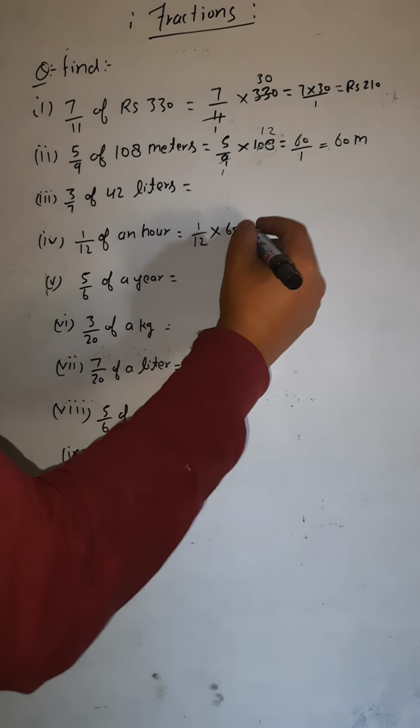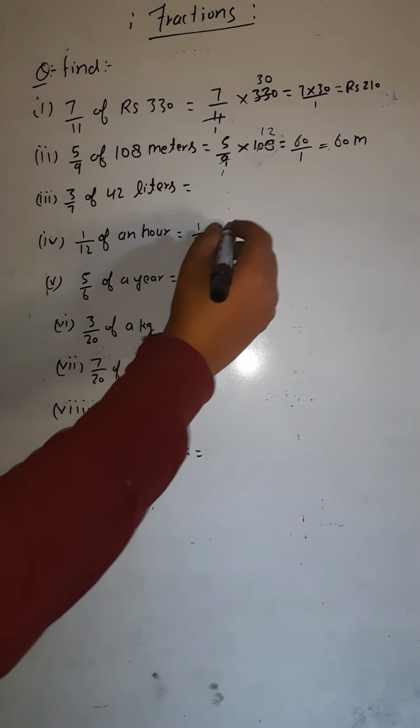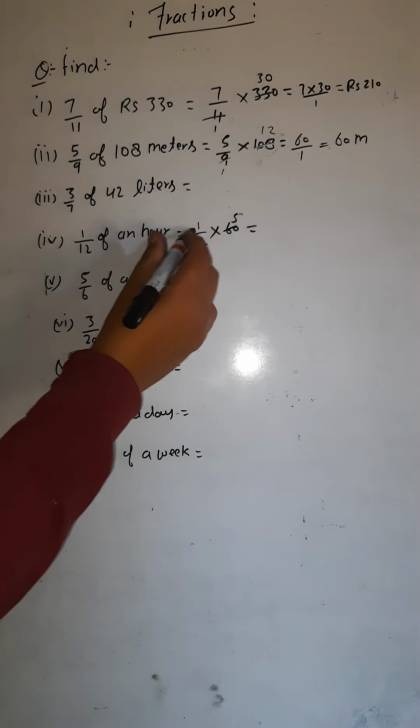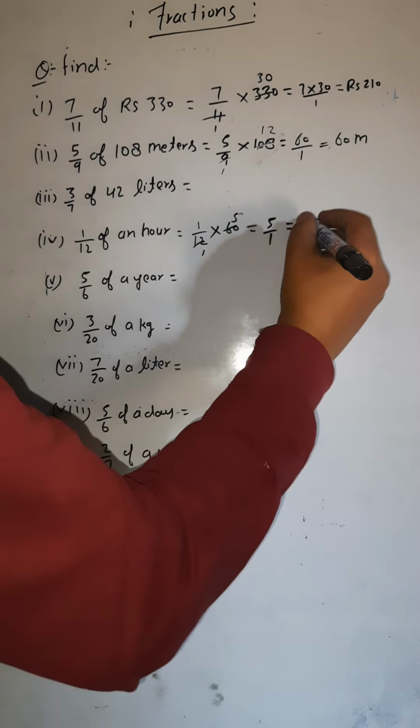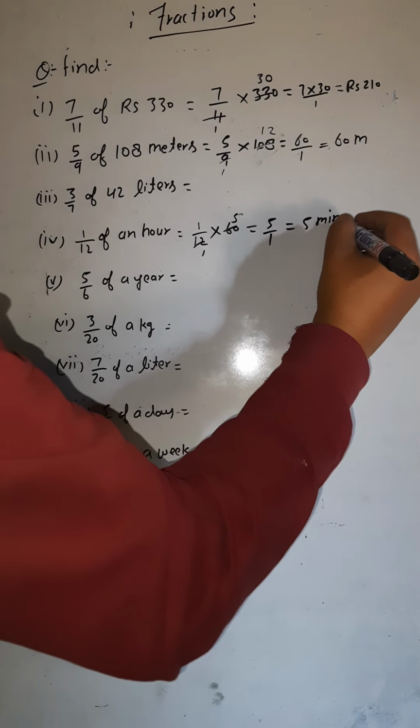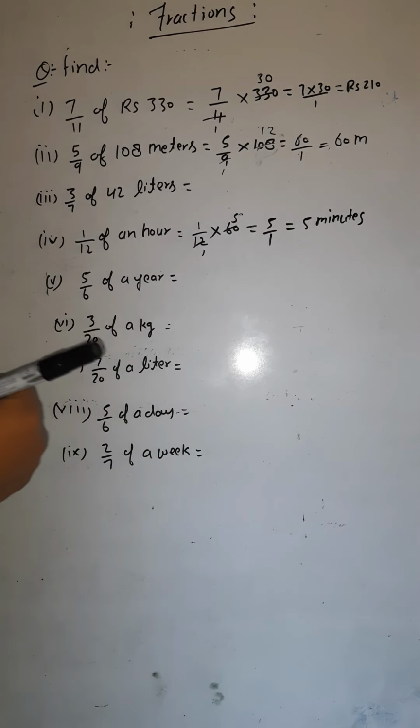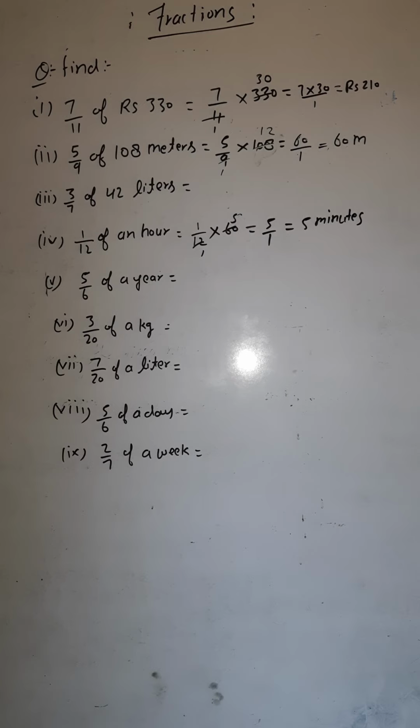Okay. Now you can cut here also. 12 1 ja 12, 12 5 ja 60 and 5 1 ja 5 by 1 means 5 minutes. So 1 by 12 of an hour would be equals to 5 minutes. Okay. Similarly, the next question is 5 by 6 of a year.